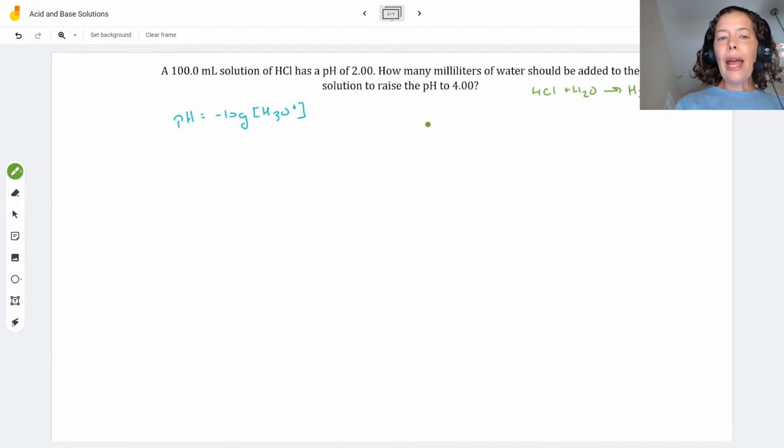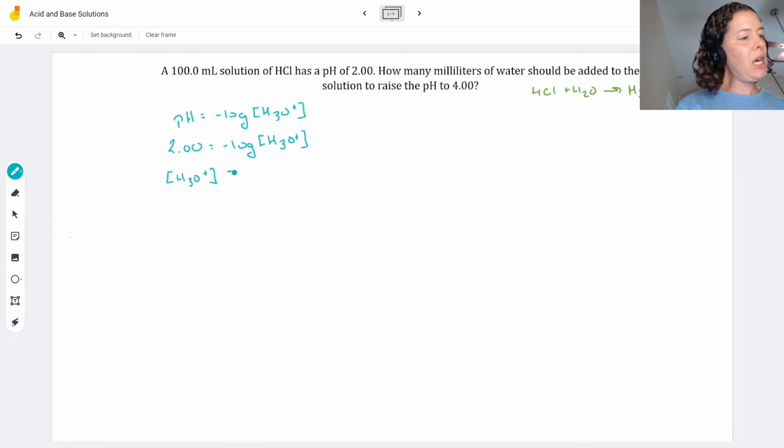So I have, for my pH of 2, let me switch back to blue. For my pH of 2, I can calculate what my concentration is. So if I do that math, I get a concentration of hydronium of 1.0 times 10 to the negative second, and that is molarity.